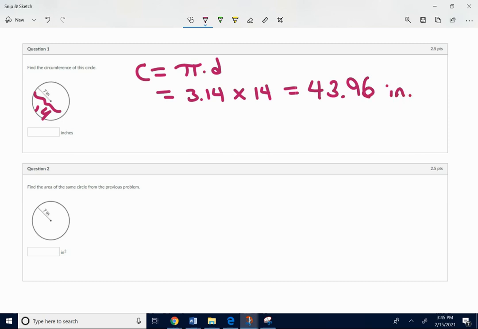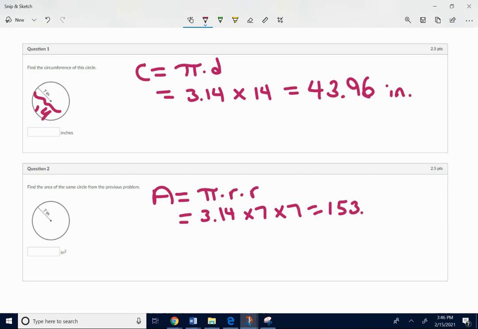Okay, on the area problem, it's the same circle. To find the area of a circle, I told you guys just to do pi times r times r. The radius is 7. They gave you that. So all you have to do is take 3.14 times 7 times 7, and that will give you 153.86 inches squared. You didn't have to worry about the label because I had that there.